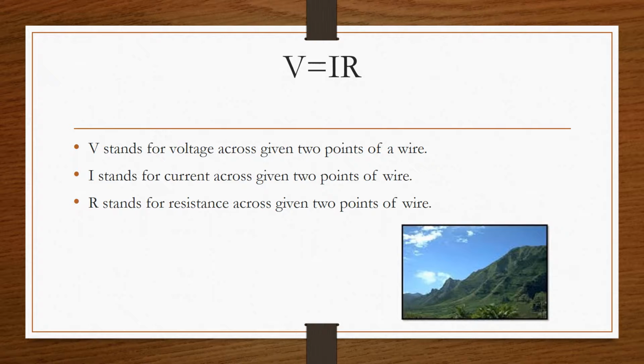Now, the man is throwing the water down the hill, and the water is facing resistance in its path by rocks and trees. This is exactly the same thing as resistance in a wire. The resistance in a wire stops current from flowing from the positive to the negative terminal of a battery.